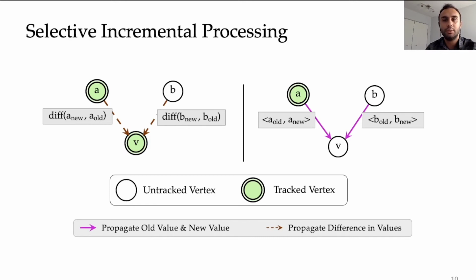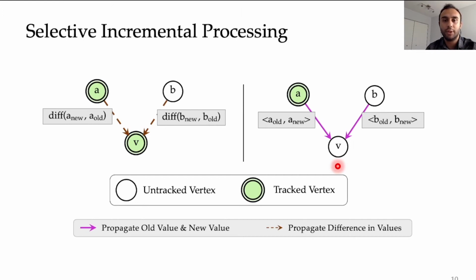In a nutshell, this boils down to two cases depending on the type of the target vertex. If the target vertex is a tracked vertex, which I am showing here as the green vertex V, then only the difference in values gets propagated from the sources. On the other hand, if the target is not a tracked vertex, then both the old value and the new value are propagated, so that the target can correctly compute the change.